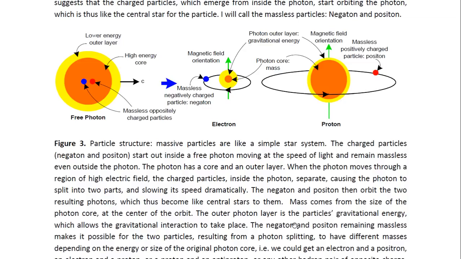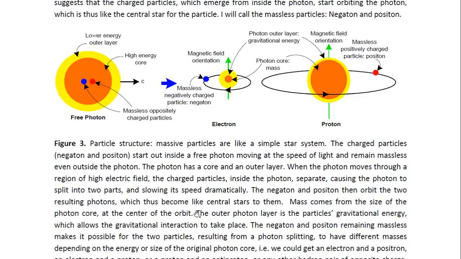So this illustrates particle structure then, where massive particles are like a simple star system. The charged particles, the negaton and positron, start out inside a free photon, moving at the speed of light, and remain massless even outside the photon. They are still massless here. The photon has a core and an outer layer. So here's the core in orange and the outer layer in yellow.